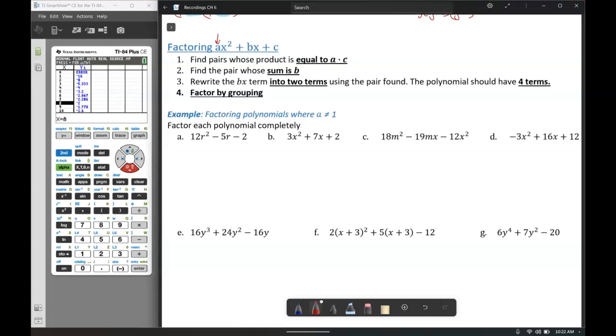Now, when we have a leading coefficient that's not a greatest common factor that we can factor out, then we're going to have to do what we did in our first example, and we have to factor by grouping. The difference is that instead of using the C value, we're using the value of A times C.